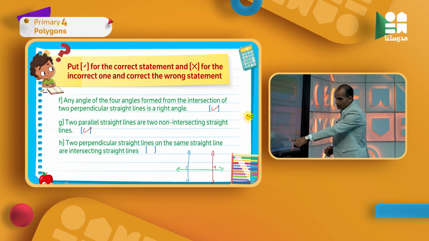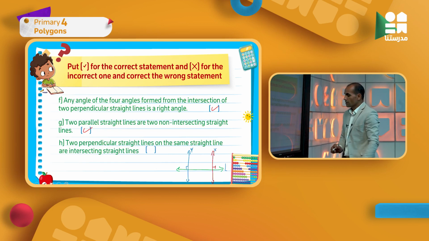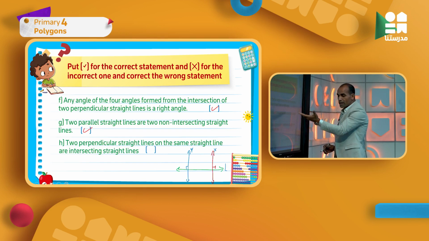So I have this straight line, L for example, we will call it L. Okay? And we call this X and this Y. The two straight lines X and Y are both perpendicular on the straight line L. So the straight line X is perpendicular to the straight line L because here there is a right angle, and the straight line Y is perpendicular to the straight line L.